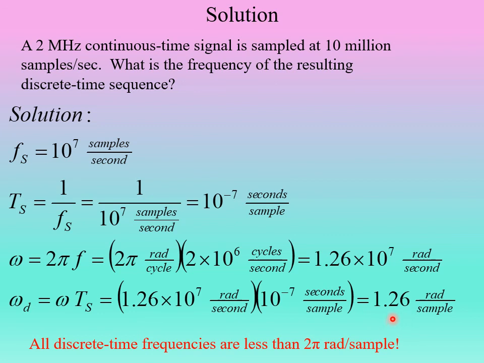Notice that this number here, 1.26, is less than 2 pi, right? 2 pi is around 6. So this original signal, which had a high frequency of 2 million hertz, when we sample it, the discrete time frequency of the resulting sequence is only 1.26 radians per sample.